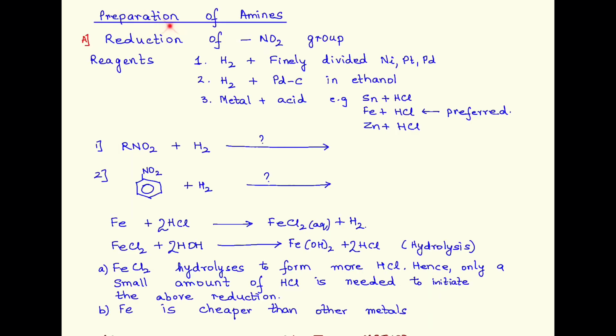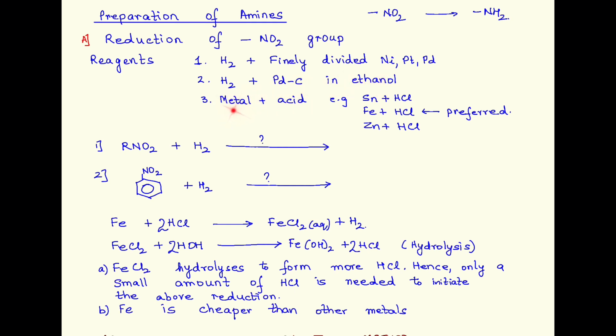We shall do the first preparation of amines by reducing the NO2 group. So NO2 getting converted into NH2. So it requires reducing agents. The normal reducing agents that we use are hydrogen using any of the finely divided inert metals like nickel, platinum, palladium. We've got hydrogen in the presence of palladium carbon in ethanol.